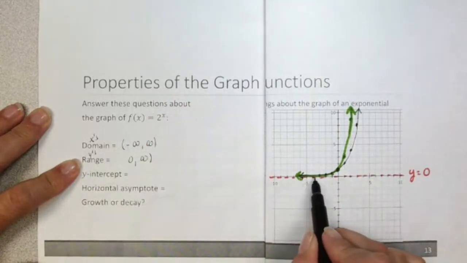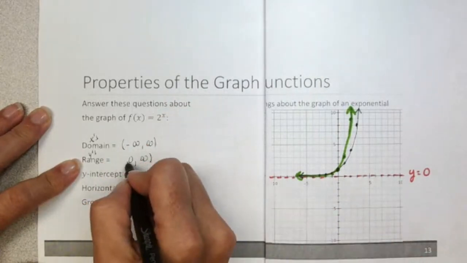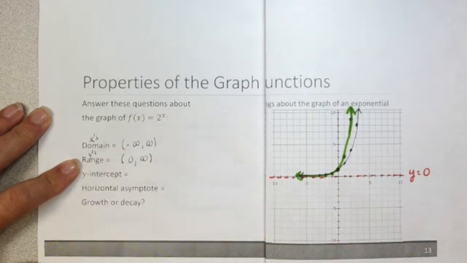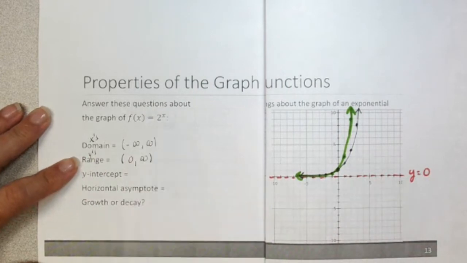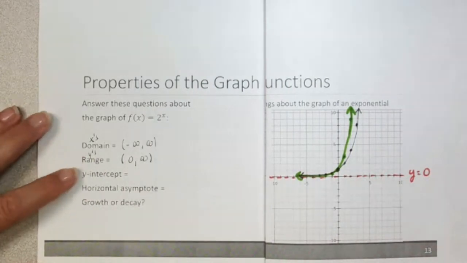Do I want to include that 0? Do I want a square bracket or a parenthesis here? I always want to put a parenthesis there because we can never, ever have a y of 0. 2 raised to any power is never going to give us 0, right?